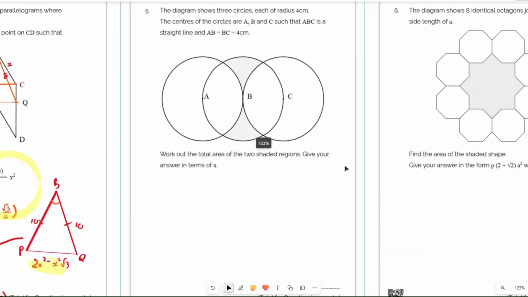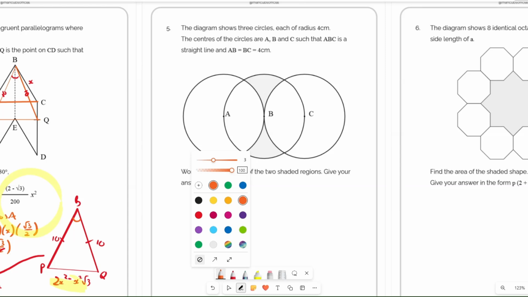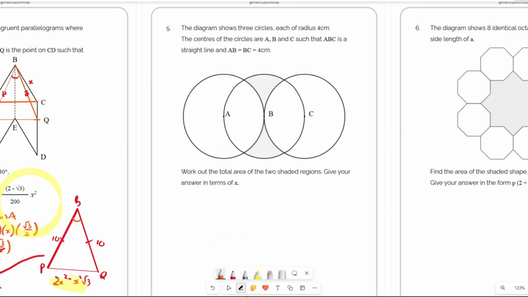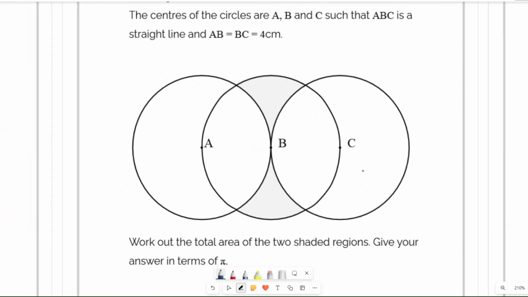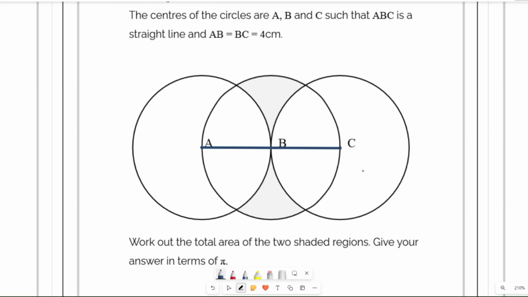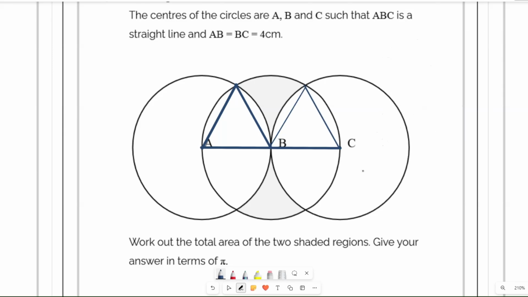Here we go. We've got the 3 circles problem. I'm going to try and speed through this because I'm sure if you're here, you've probably seen it already. So the diagram shows 3 circles, each of radius 4 centimeters. The centers of the circles are A, B, C, such that ABC is a straight line, and AB equals BC equals 4 centimeters. Work out the total area of the 2 shaded regions and give your answer in terms of pi. Let's just try and do this as quickly as possible, because I'm sure you've done it already. Let's draw in ABC. Let's draw in our triangles. If you haven't done it already, by the way, there are loads of videos on YouTube, literally everywhere. It was viral when this paper happened. It was insanely hard.